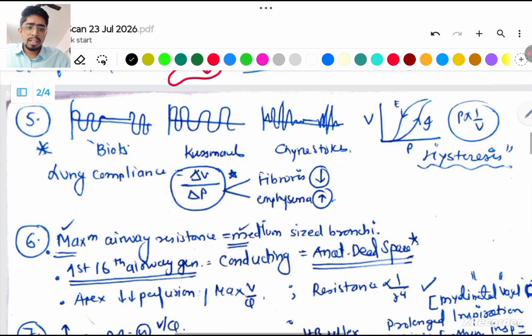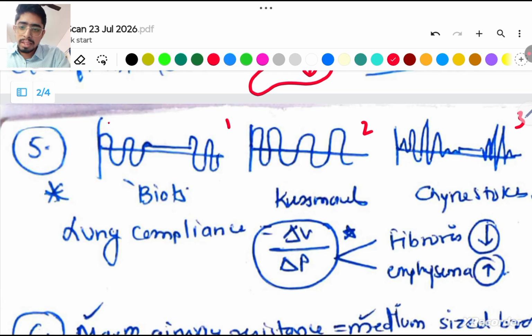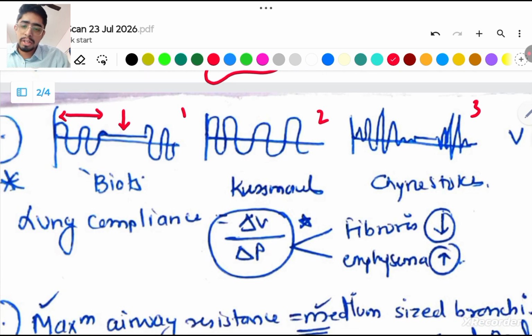Now let's look at some graphs which are important. What are we left with? There are graphs 1, 2, 3, and 4. Let's look at the first graph. The first graph is basically Biot's breathing. There is an alteration of breathing in one pattern, and then there is complete apnea, complete cessation of breathing.